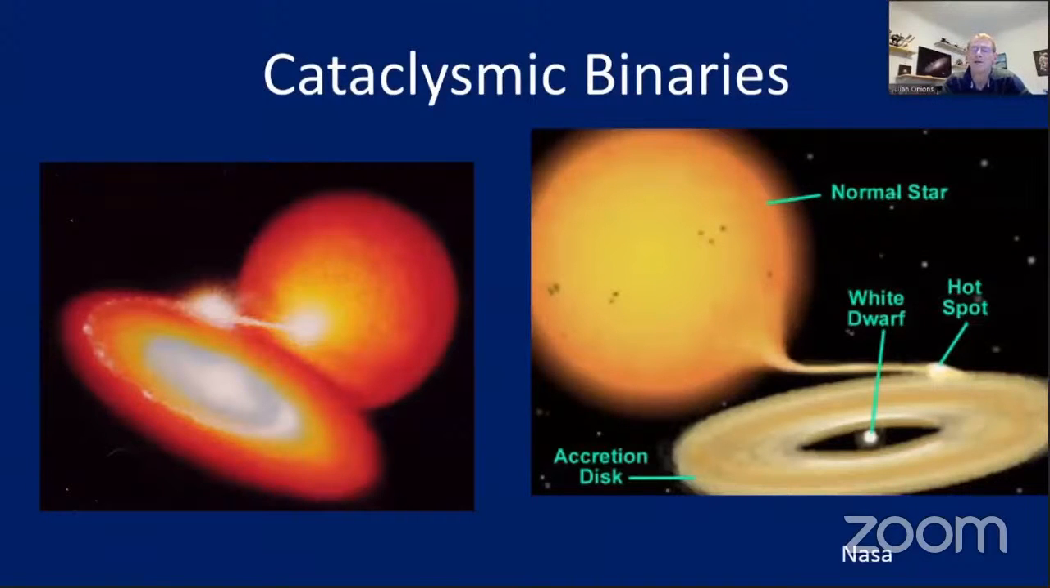So you can't see these because you don't typically have the resolution to split these two stars, but you can see something happening in a particular wavelength. You can see this big spike of sort of heat from where this material lands on here and gets very hot.